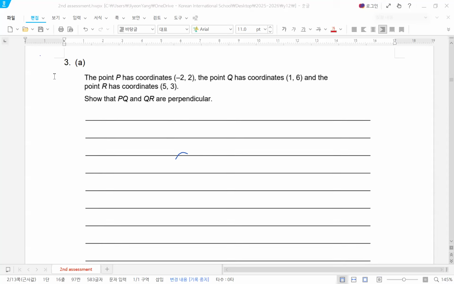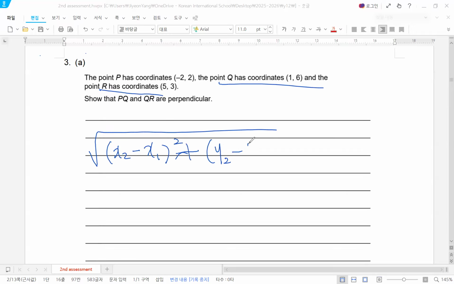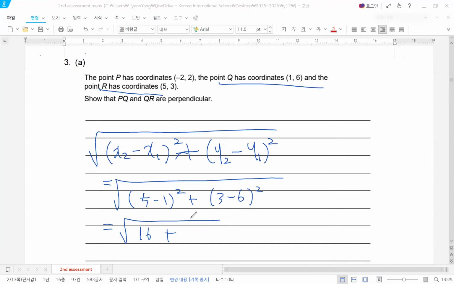RQ. The coordinate R and coordinate Q. So the distance. What is the formula? x2, is it minus or plus? Minus x1 squared. So many of you wrote it as plus y2 minus y1 squared. This is a simple formula, guys. You need to remember it. 5 minus 1 squared plus 3 minus 6 squared, which is 4 squared means 16, negative 3 squared is 9. Sum is 25, square root is 5. You can use your calculator. You don't have to even use your hand to calculate it. It's 5. Understand? It's 5.